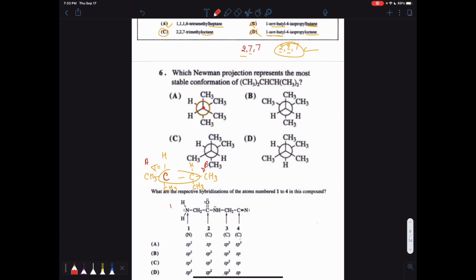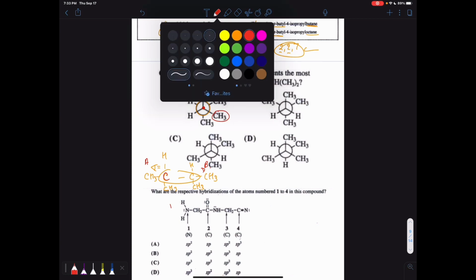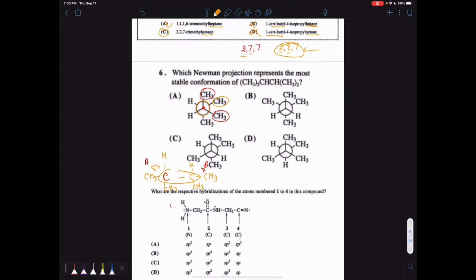Looking at the first one, it's connected to 2 CH3s. That's correct. My bad. It's connected to 2 CH3s, and then the back one is also connected to CH3s. But if we look at this one, all the methyls are next to each other, which makes it unstable. We're going to try to find something more stable than that, because remember when I explained Newman projection before, when you have methyls next to each other, there is steric hindrance, which makes it not stable at all. But they're asking for the more stable one.